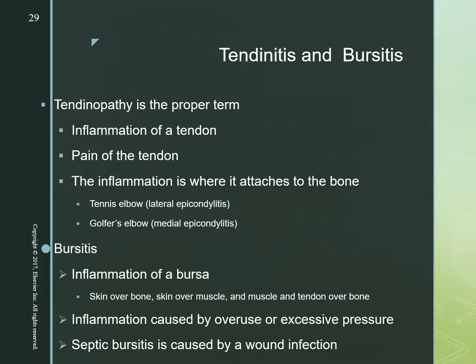Usually it's clinical history that we're going to figure this out, occasionally ultrasound or MRI. They will do a local injection of, usually we'll use like Kenalog and Marcaine, to get inflammation down if it's not responding to like PT and rest and such. Septic bursitis is caused usually by a wound infection.